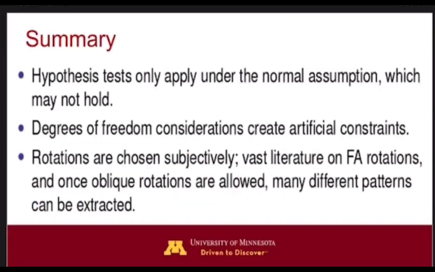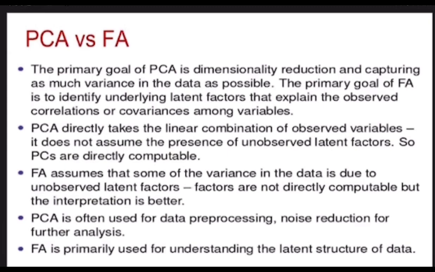What is the summary? Hypothesis tests only apply under the normality assumption, which may not hold, and the degrees of freedom consideration creates artificial constraints. Rotations are chosen subjectively. You have to read the literature to know which one you are going to use. So PCA versus FA, you now see the difference between the two.